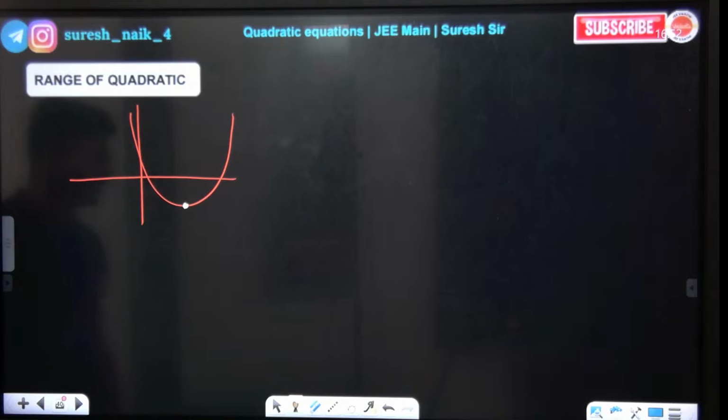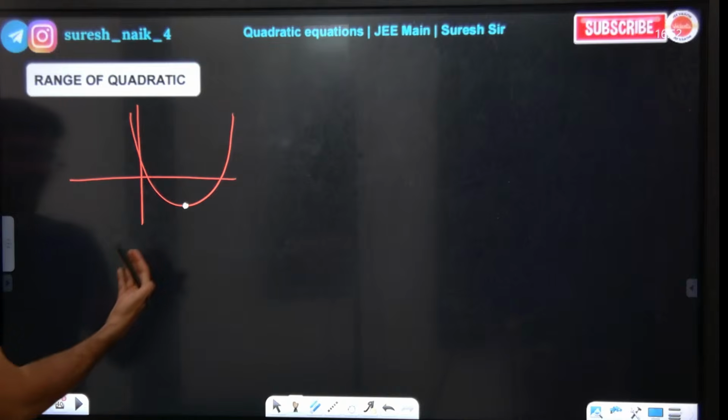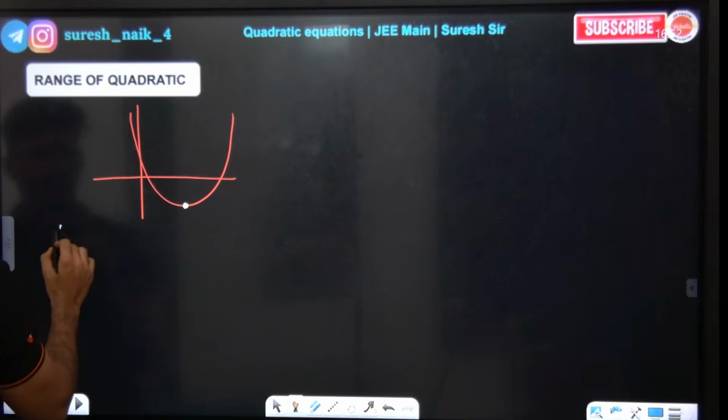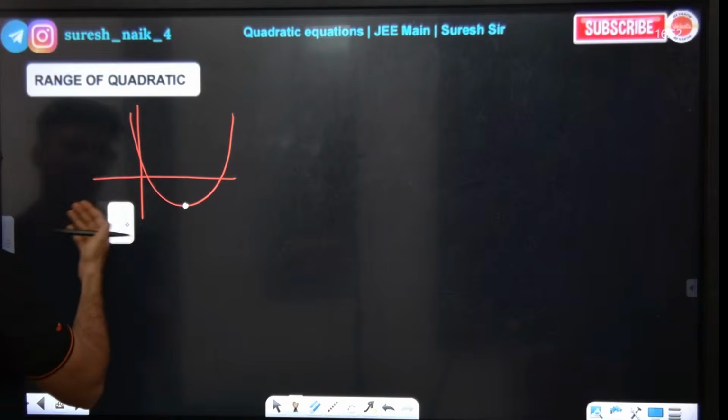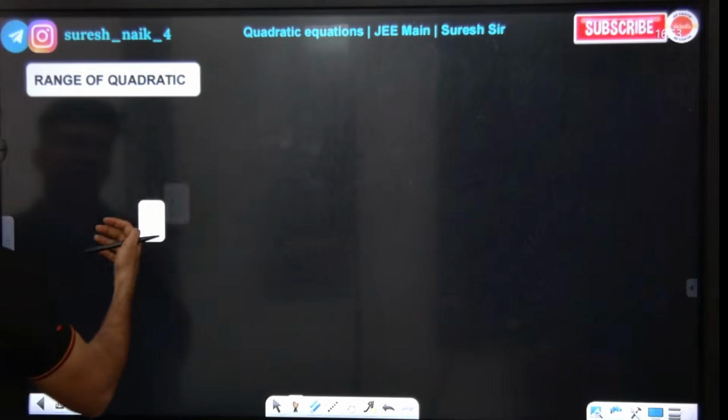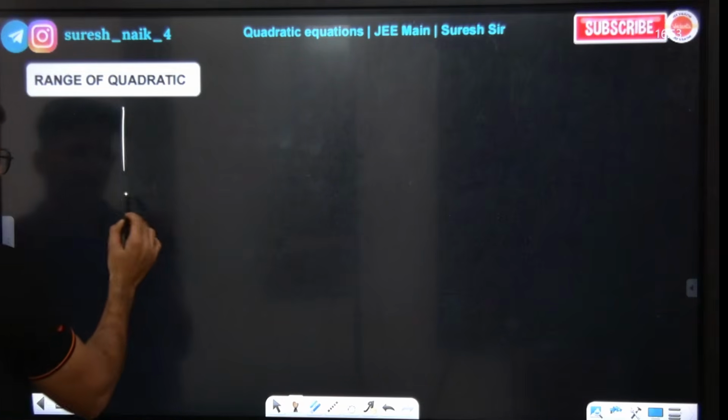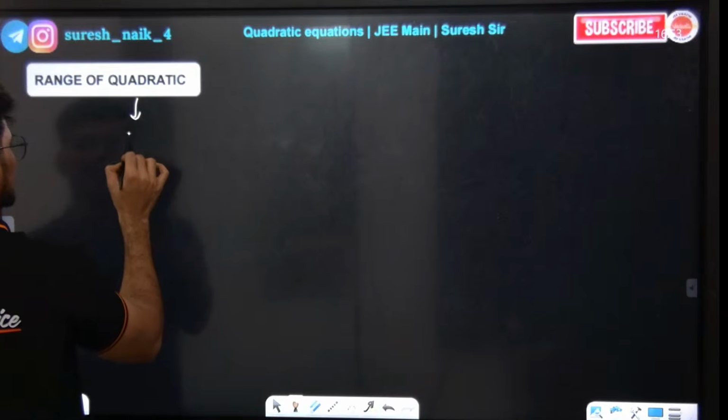Am I right or not? Yes, Manish, thank you. Good. I already taught you this formula: minus D by 4A to infinity. To find out the range, we look at the graph covered on the y-axis.